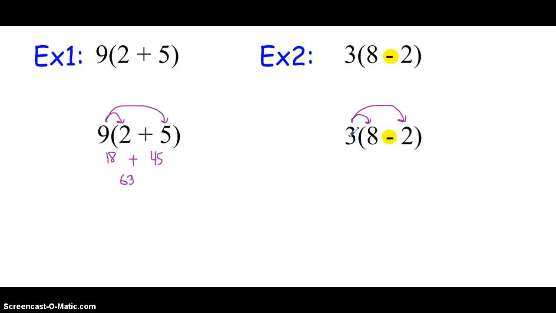If you got this wrong, you do need to fix it. 3 times 8 would give me a total of 24. And of course 3 times 2 would give me a total of 6. Because there was a subtraction symbol, I'm going to copy that subtraction symbol down. And now we have a simple subtraction problem: 24 minus 6, which gives you 18. I hope that makes sense for you. Remember to fix that in your notebook if you did not do it correctly.